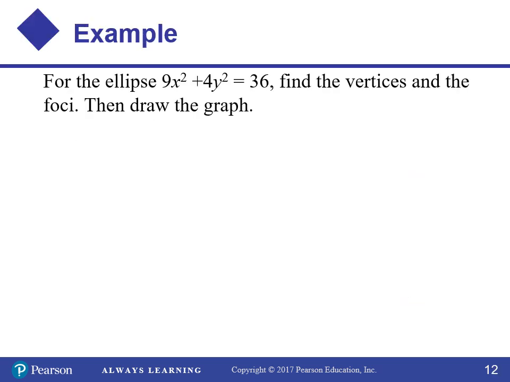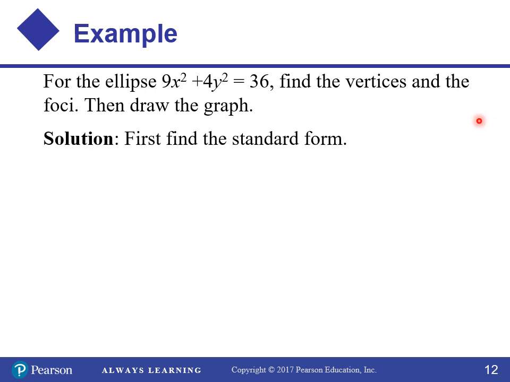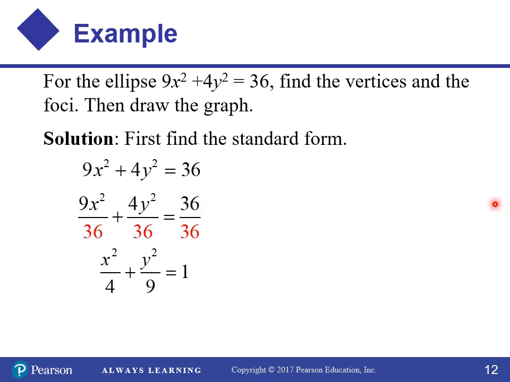For this example, they gave us 9x squared plus 4y squared equals 36. So we're going to find the vertices and the foci and then draw the graph. First we're going to find the standard form. Notice it's almost there. We just need to get this number to be a 1. So we're going to divide everything by 36. When that simplifies, we end up with this equation, because 9/36 simplifies to 1/4, and 4/36 simplifies to 1/9. Of course, that was to get the 1.